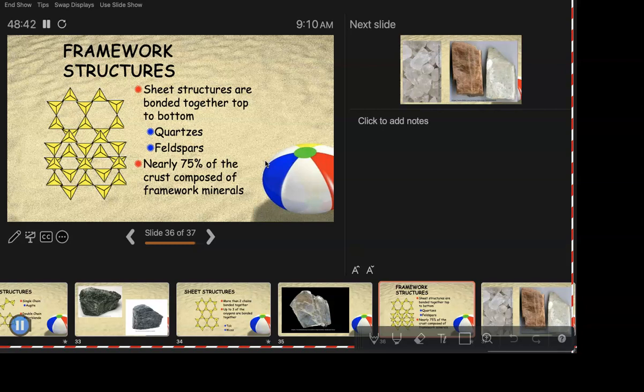These are your quartzes. These are your feldspars, which incidentally were some of your strongest. Arguably, hornblende and augite are just as hard, but some of your strongest, hardest minerals out there. And we told you that silicates comprise nearly 3/4 of the Earth's crust. Well, nearly 3/4 of those are these guys, your quartzes and your feldspars.